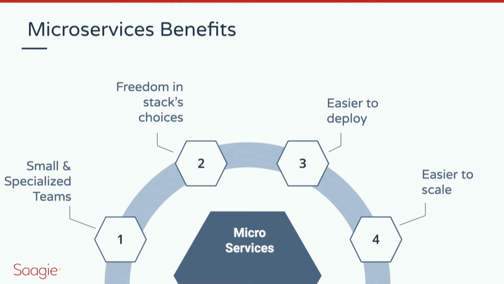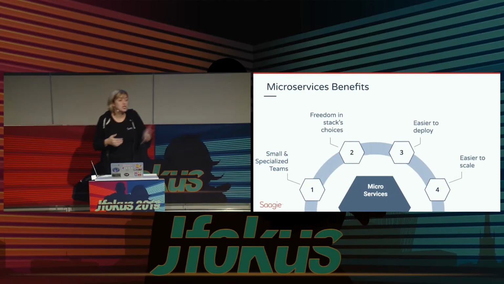The second benefit from microservices is that it gives each team the freedom in their stack choices. So if, for example, the product team wants to work in Java and the search team wants to work in Kotlin, doesn't matter. Every team is able to go for the framework, language and stack which is the most relevant and the most comfortable for them.